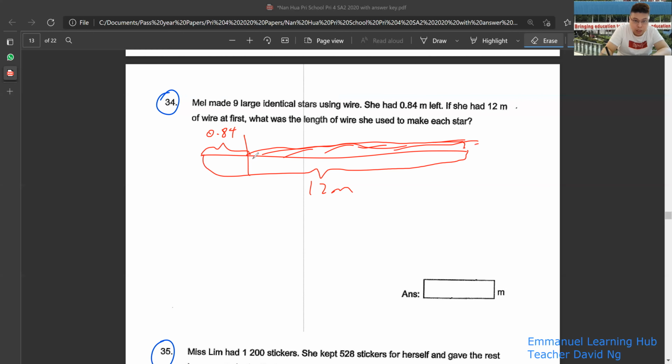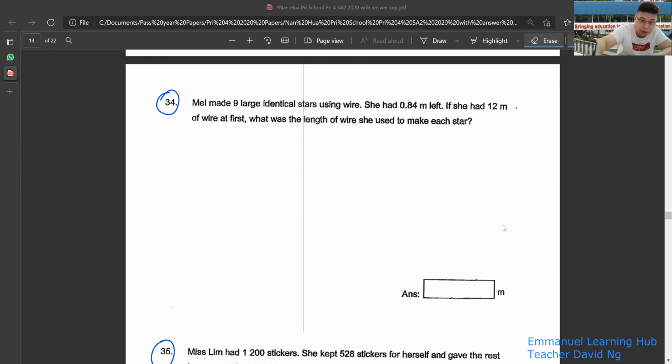Okay. So what is this length here? How to find this length? 0.84 is what is left. You cannot tell me how to find. Your maths so terrible until you cannot tell me how to find.